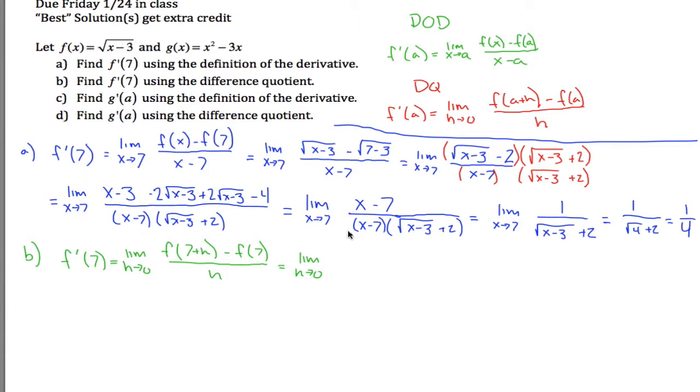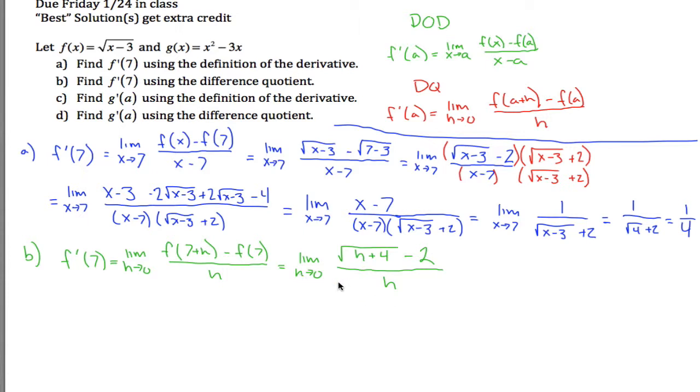If you change all the x's into 7 plus h's, you'll get the square root of 7 plus h minus 3. 7 plus h minus 3 sounds like h plus 4 to me. All right, 7 plus h minus 3. 7 minus 3 is 4. Got h plus 4. Minus f of 7. If I put a 7 up here, I get the square root of 7 minus 3, which is the square root of 4, which is 2. Get to here. And on the bottom, I just got an h.